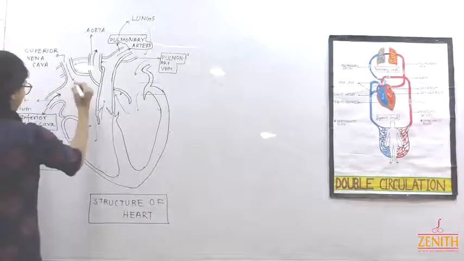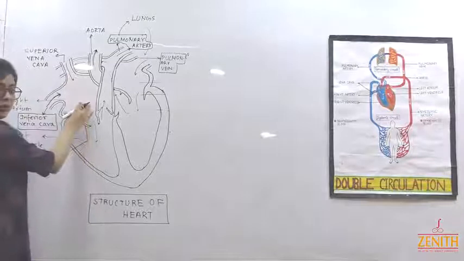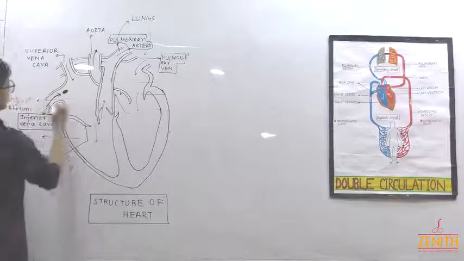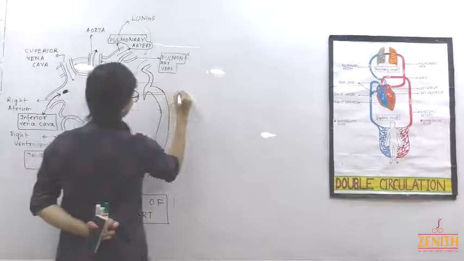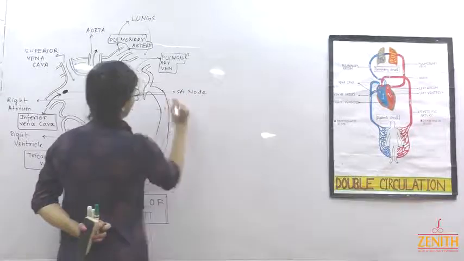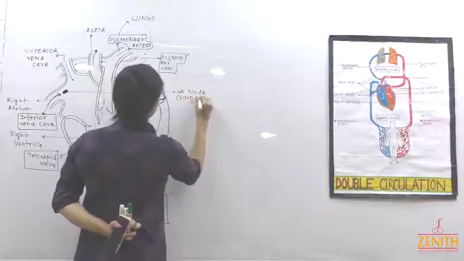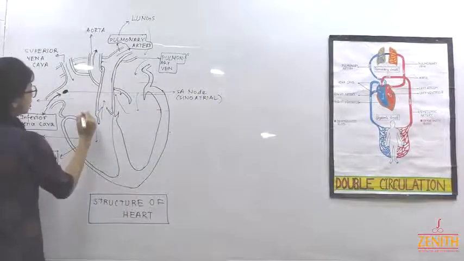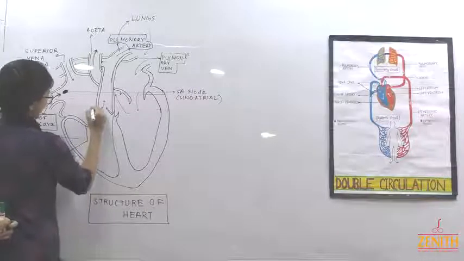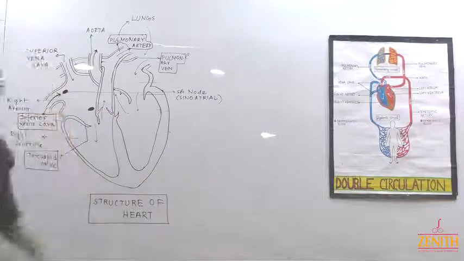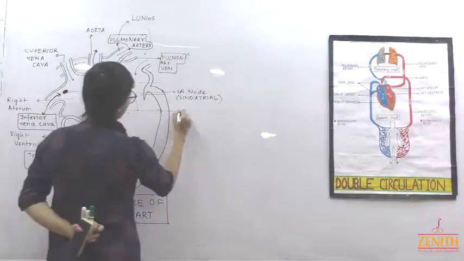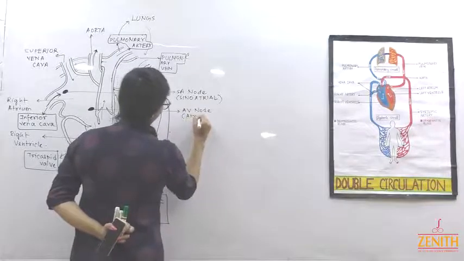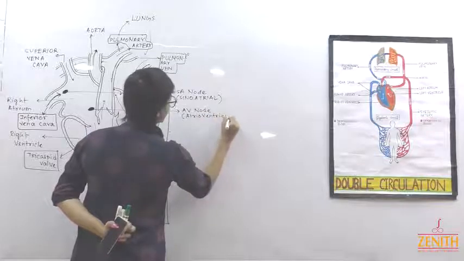Okay, this particular area is the right atrium. The upper right side of the right atrium has a particular node. This node is called the SA node, or sinoatrial node. Another nodal tissue is present just at the lower left side of the right atrium. This particular node is called the AV node, or atrioventricular node.